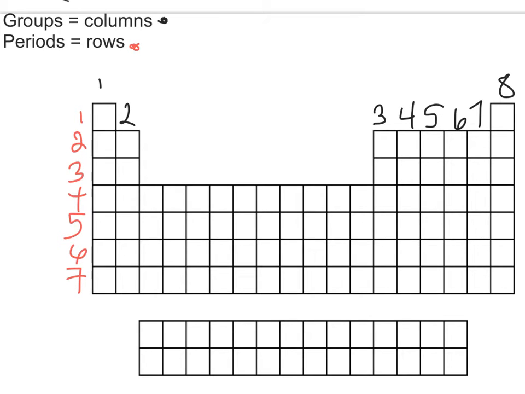You notice that the group number corresponds to their number of valence electrons. So group 1 has 1 valence electron. Group 2 has 2. We'll skip the transition metals. Group 3 has 3, 4 has 4, and so on. Now, if they have the same number of valence electrons, they're going to have similar properties.